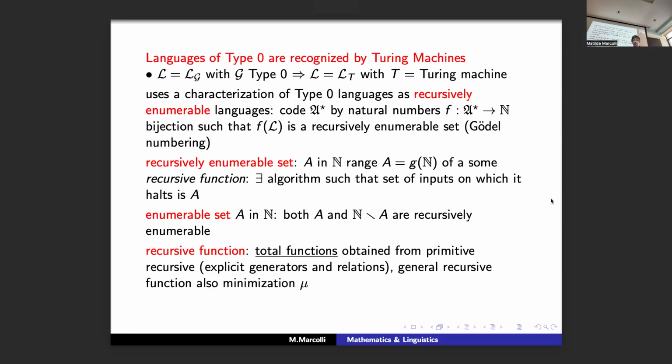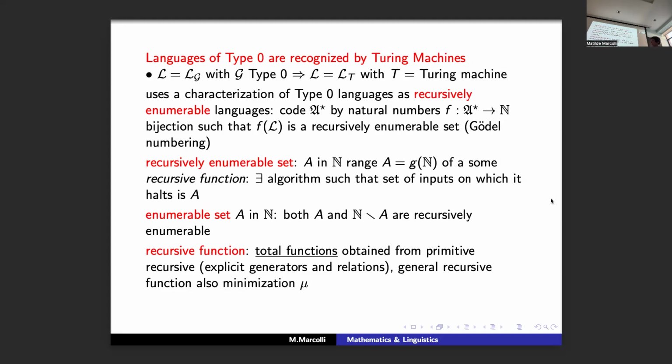So now, what do I mean by a language being of type 0? There are several characterizations in the literature that are shown to be equivalent. I'm just going to cut some and say that I characterize the type 0 languages as being recursively enumerable. This means that you have a certain mapping of your set of words in the alphabet of the language to the natural numbers, a kind of Gödel numbering, so that the image of the subset of all the words in this alphabet that constitutes the language is a recursively enumerable set. A recursively enumerable set is the range in the integers of some recursive function.